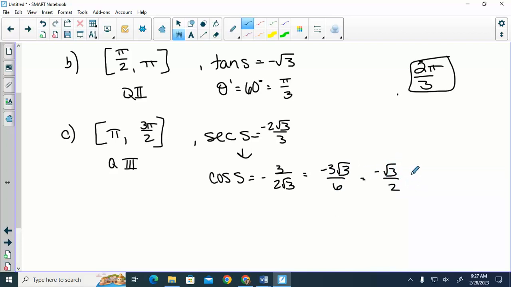So when is cosine negative radical 3 over 2? Reference angle. So cosine of 0 is 1. Cosine of 30 is radical 3 over 2. So we're talking about 30 degrees, which is pi over 6. In quadrant 3, we know the top is 1 more.